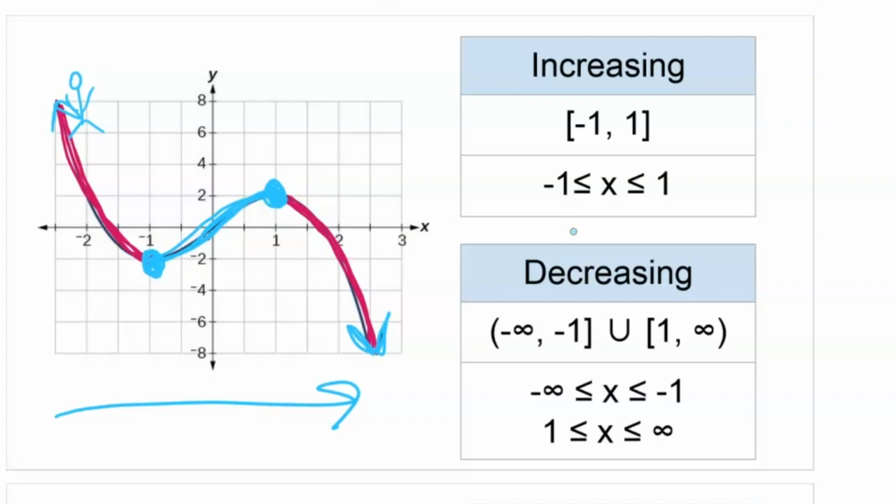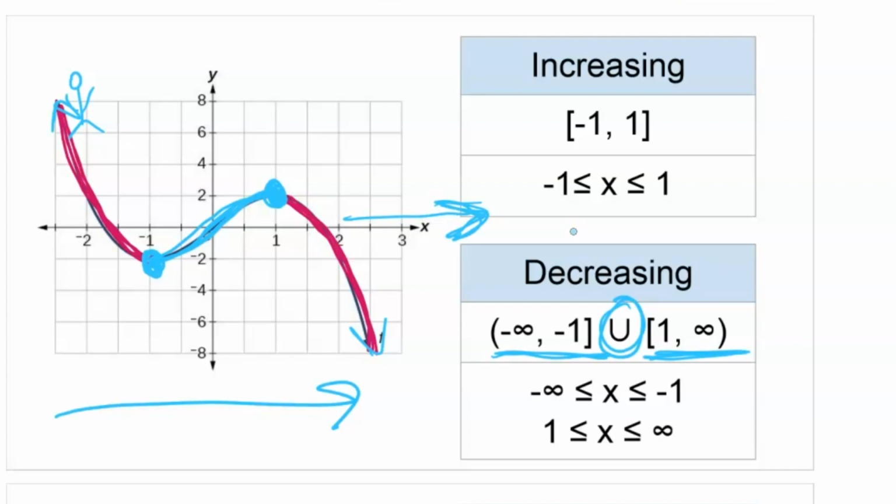So when you have two different sections of decreasing, that's when we use this symbol in the middle. So we write the first section over here, so it's decreasing from negative infinity to negative 1, and it's also decreasing from 1 to infinity. Again, we are using the x values. So even though this looks like this is pointing down, it is going down on the y-axis, but if you look at the x numbers, it's going to keep going on this way to positive infinity. So that's why we say it's decreasing from 1 to infinity.